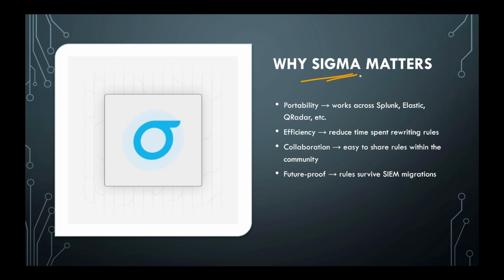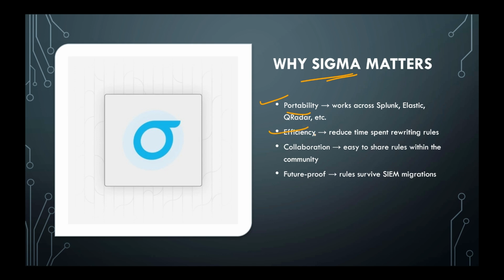Why Sigma matters, and why should you care about Sigma rules? You might be asking, why bother with Sigma when I already have custom detection rules in my SIEM? Well, here's the deal. Portability. With Sigma, you can easily move detection rules across different environments. No more worrying about whether your rule syntax will work with Splunk or Elasticsearch. Sigma does the heavy lifting for translating those rules.